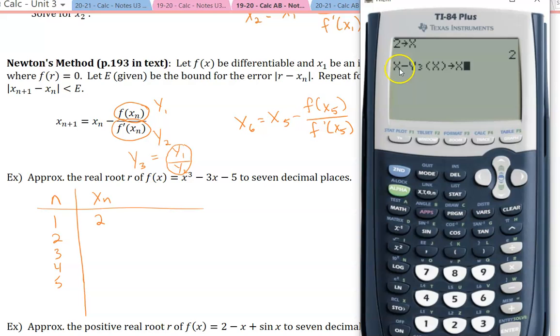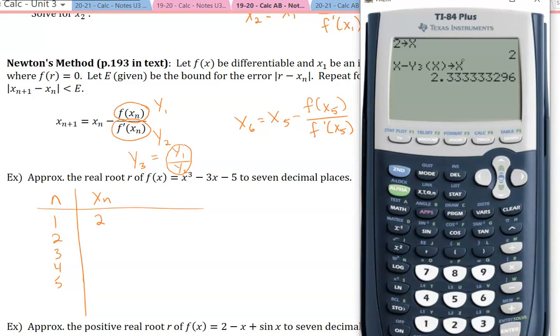What this is going to do is it's going to take the value we have stored as x, which we're starting at 2, minus, and then it's going to evaluate y3 at that point. And remember, y3 is y1 divided by y2, or the function divided by the derivative of the function. So again, this will be at x equals 2. And then we're going to store that as the new x value. In other words, we're going to get our x sub 2, okay? And we're not just going to find x sub 2, we are going to store x sub 2 as the new x value. Okay, and we hit enter.